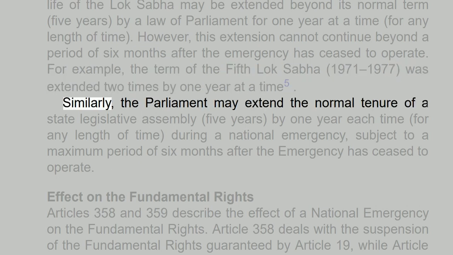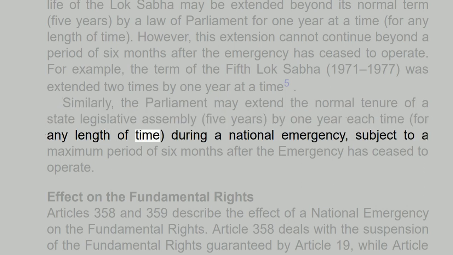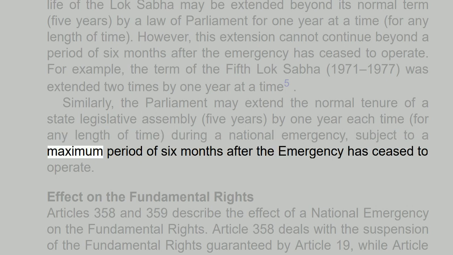For example, the term of the 5th Lok Sabha, 1971-1977, was extended 2 times by 1 year at a time. Similarly, the Parliament may extend the normal tenure of a state legislative assembly, 5 years, by 1 year each time, for any length of time, during a national emergency, subject to a maximum period of 6 months after the emergency has ceased to operate.